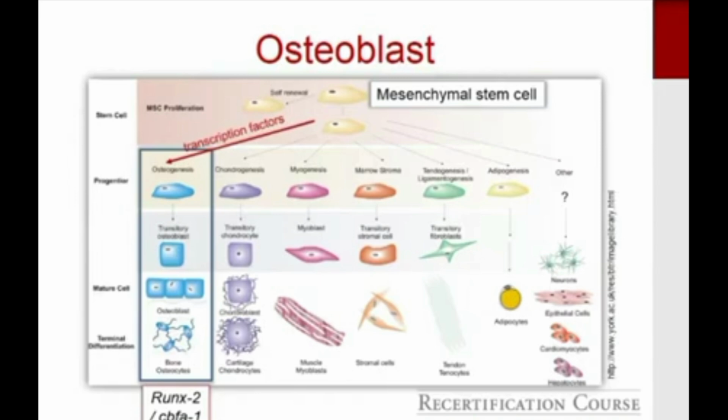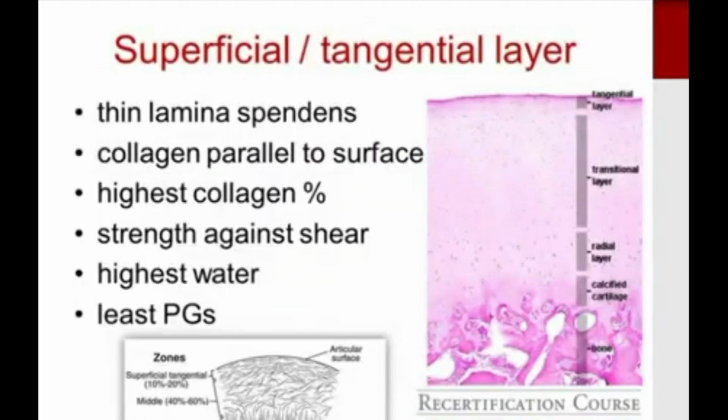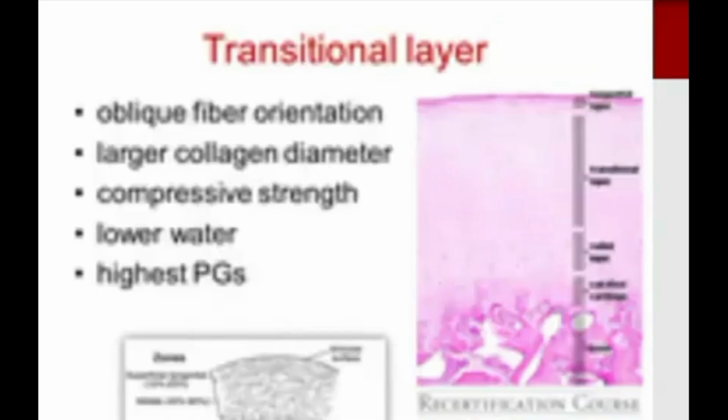So articular cartilage layers are important for the orthopedic surgeon to remember. Again, we have a superficial layer, a middle layer, a deep layer, and eventually the cartilage that will attach to the subchondral bone here. The superficial layer or tangential layer is the most superficial layer in the joint. This has a thin lamina splendens. The collagen here is parallel to the surface because there's a lot of shear here. Here you have the highest collagen percentage by volume. Strength here is against shear. Also very high water content and the fewest proteoglycans.